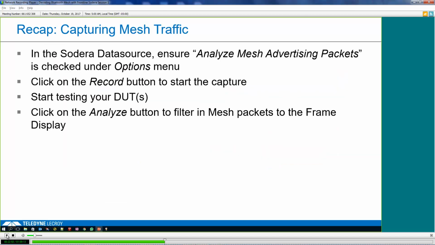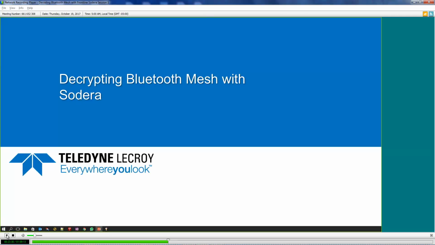Just to give you a quick recap, the analyze mesh advertising packets check flag needs to be enabled in the options menu of the Sodera data source. I strongly recommend starting the capture before generating any traffic from your DUTs. And when you click the analyze button, we instantaneously start filtering in packets and start decoding them for you. Next, I'm going to go over decrypting Bluetooth mesh with Sodera.